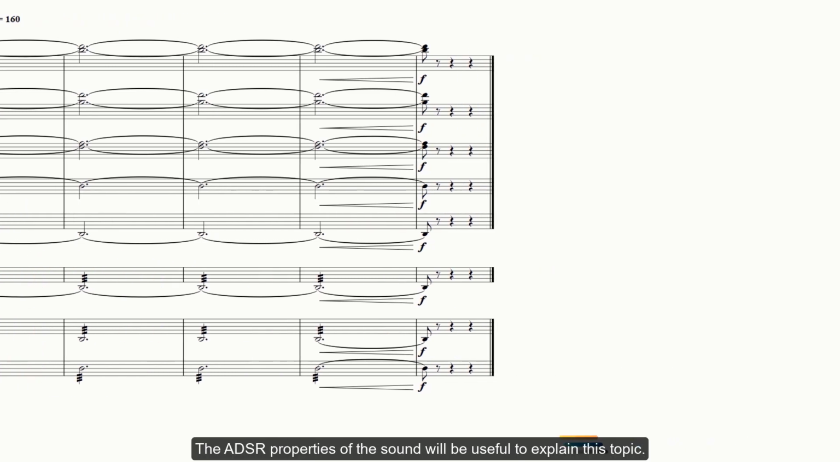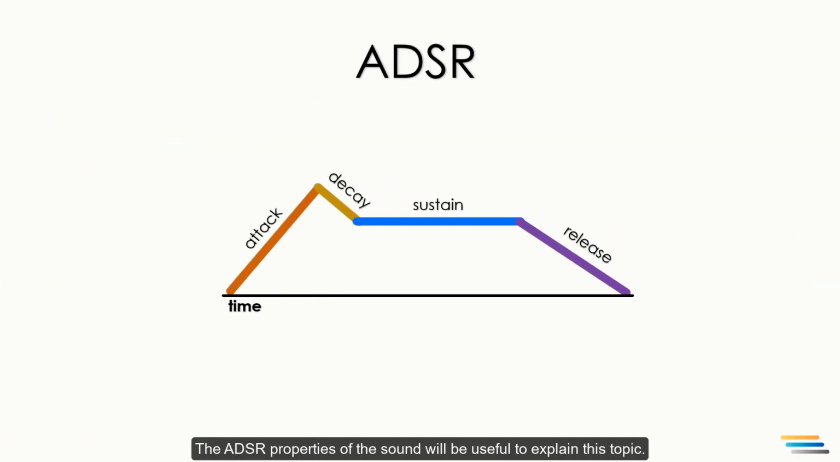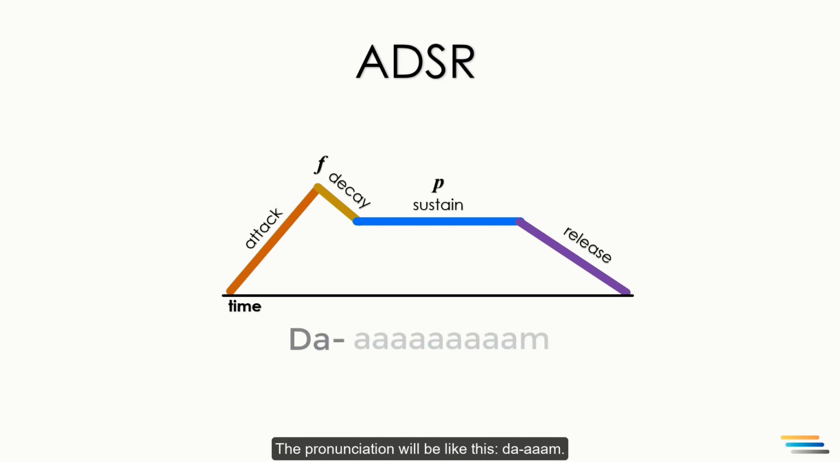The ADSR properties of the sound will be useful to explain this topic. So, when a player starts playing the fortepiano dynamic, the sound should go from silent to the forte level during the short attack time. And then, he suddenly should drop the volume to piano. The pronunciation will be like this. Dum.